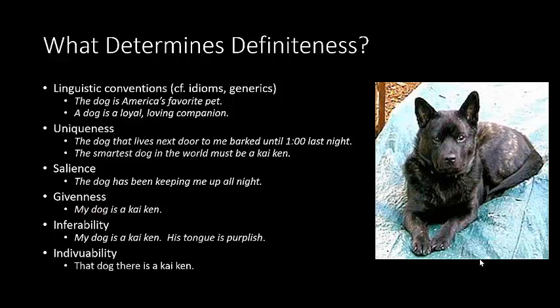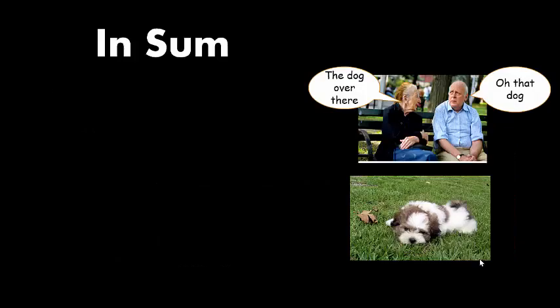And there's individuability. So that dog there, I could be pointing at a specific dog. In that case, it's understood that I am individuating that dog from perhaps a mass of dogs. I'm somehow creating this individual dog that you understand me to be talking about.